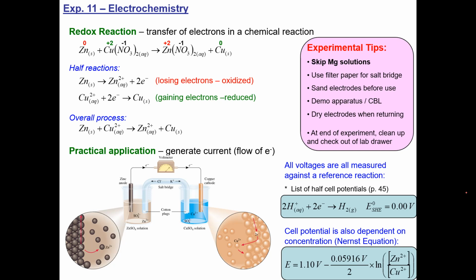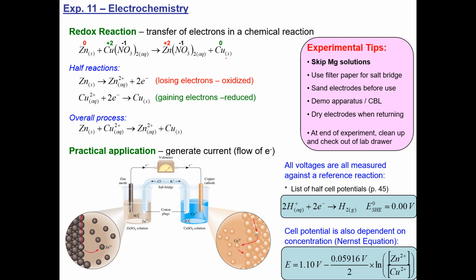So if we look at the reaction that we see up here on the top of the slide, this is an example of a redox reaction. So we have zinc metal reacting with copper nitrate. When those react, those form zinc nitrate and copper metal. So effectively what we're doing is we're trading one solid with another, right? We're trading zinc solid and copper dissolved to get zinc dissolved and copper solid. Okay, so that's our redox reaction.